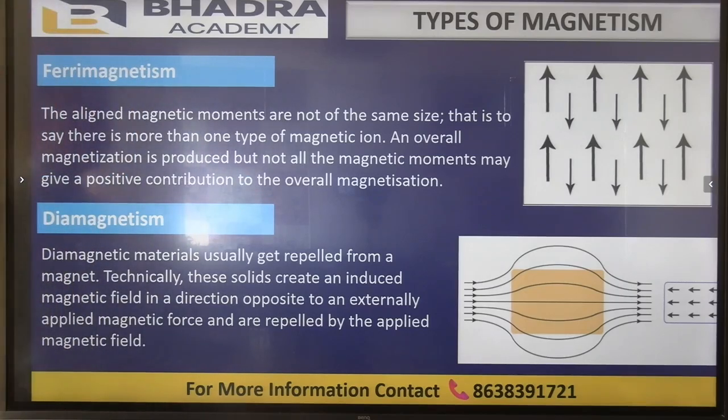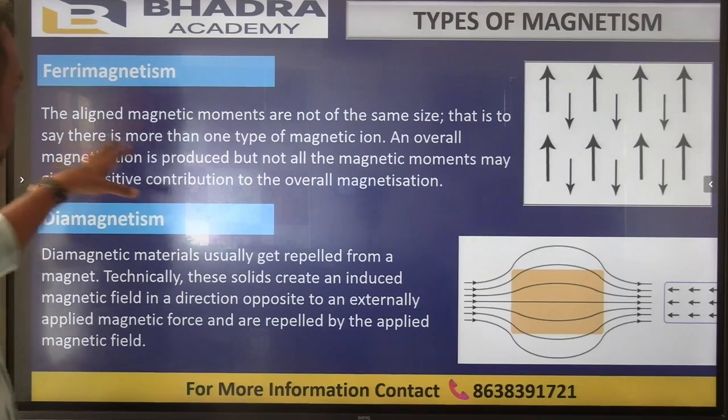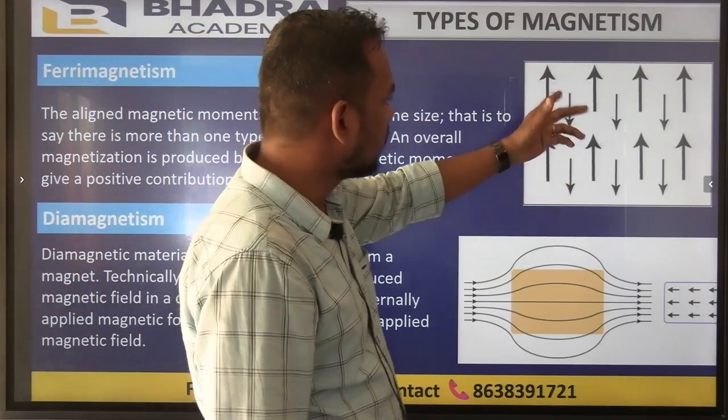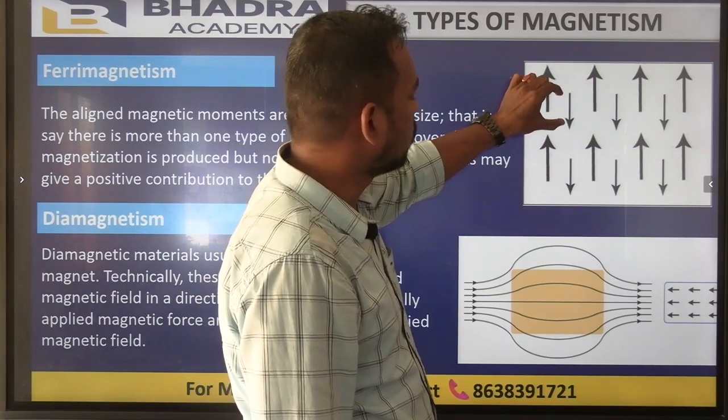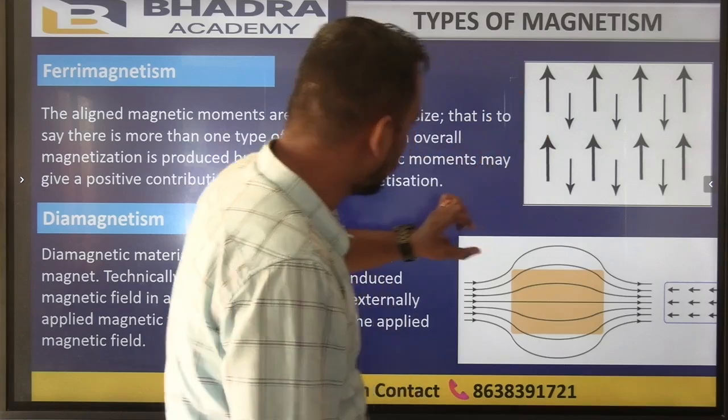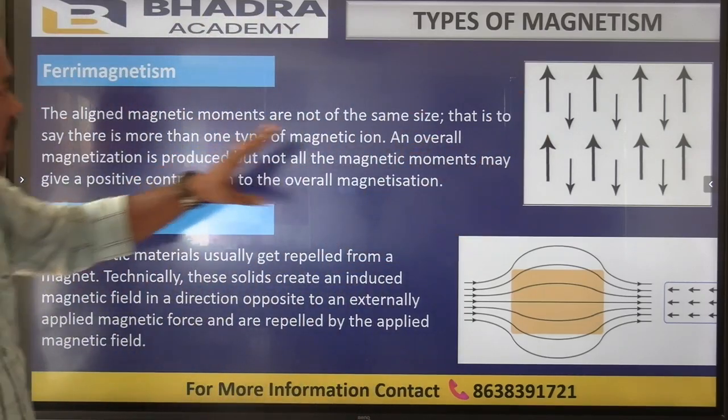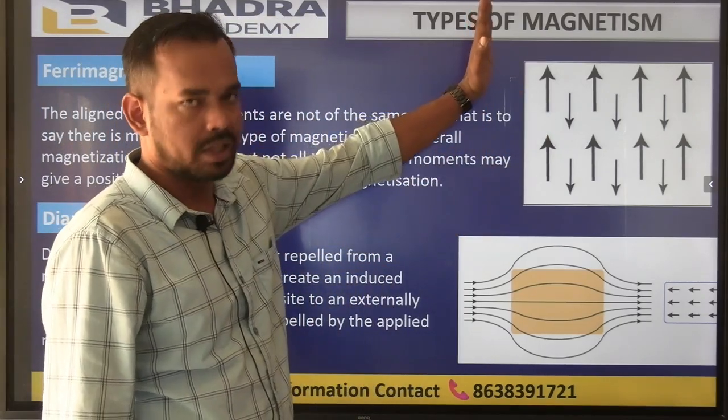The next is ferrimagnetism. In ferrimagnetism the magnetic moments are aligned anti-parallel, but the opposite alignment is somewhat less in strength. So the magnitude is less, and the net magnetism is again in the upward direction.